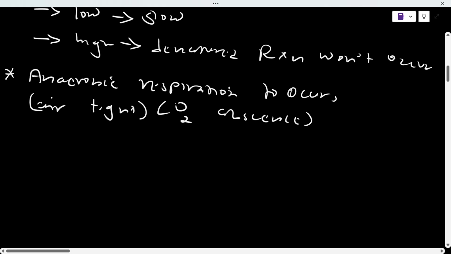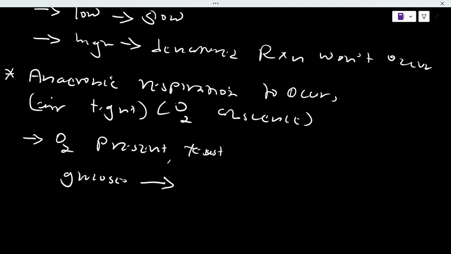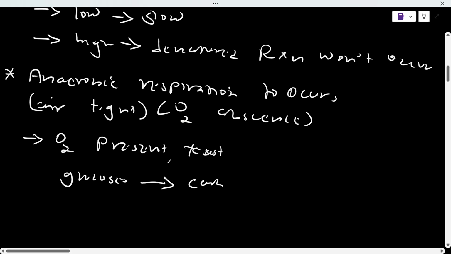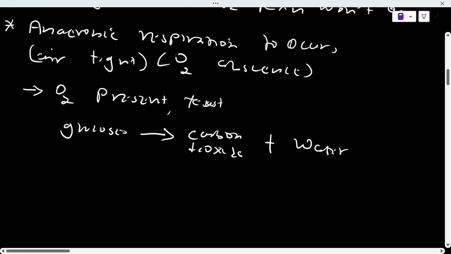Why? Because in the presence of air, if oxygen is present, yeast will break down glucose into CO2 and water, which is carbon dioxide and water. Meaning at the end of the day, we will not have our ethanol that we need here.